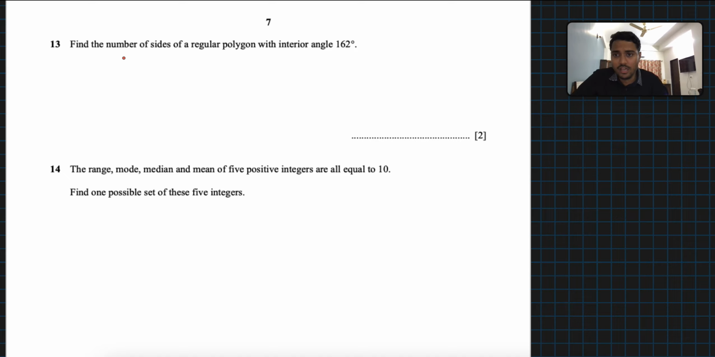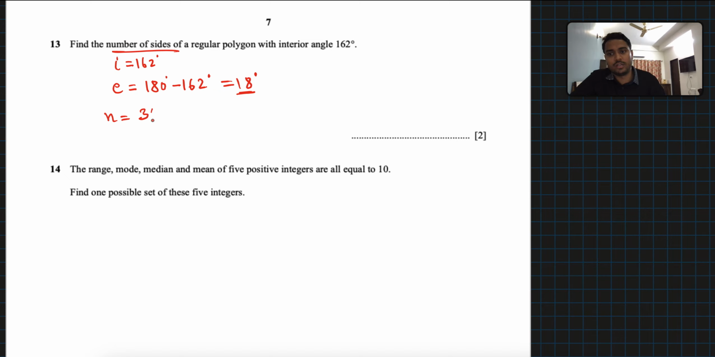Question number 13. It says, find the number of sides of a regular polygon with interior angle 162 degrees. So we have interior angle 162 degrees. So exterior angle is going to be 180 degrees minus 162. So that is 18 degrees. That's the exterior angle, and we have to find the number of sides. So for that we have the formula n equals 360 degrees upon e. So 360 degrees upon e is 18. So 18 ones are 18, 18 twos are 36 with a 0. So number of sides n equals 20.